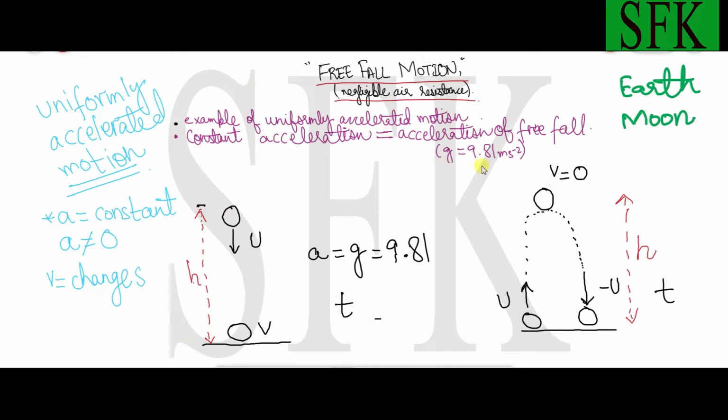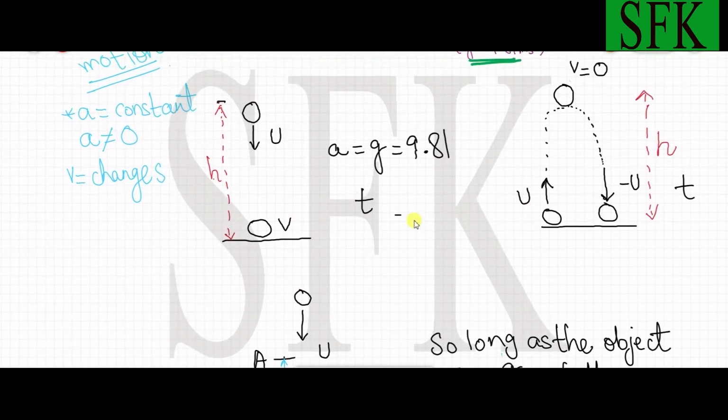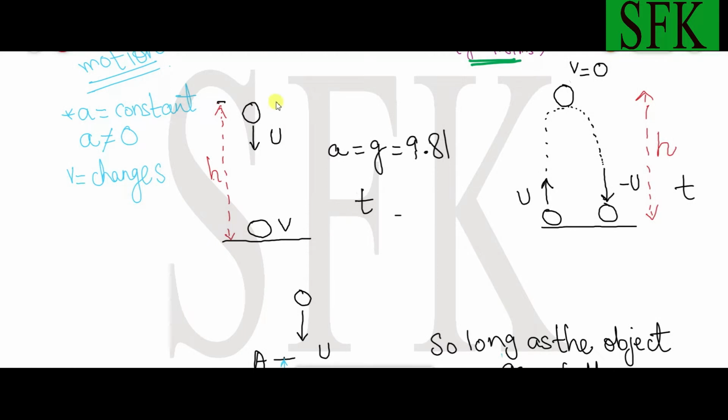Earth has a fixed value of g equal to 9.81 meters per second squared, and you guys need to learn this. Acceleration of free fall on the Earth's surface is 9.81. Okay, now let's look at a few very important cases with respect to the exam.